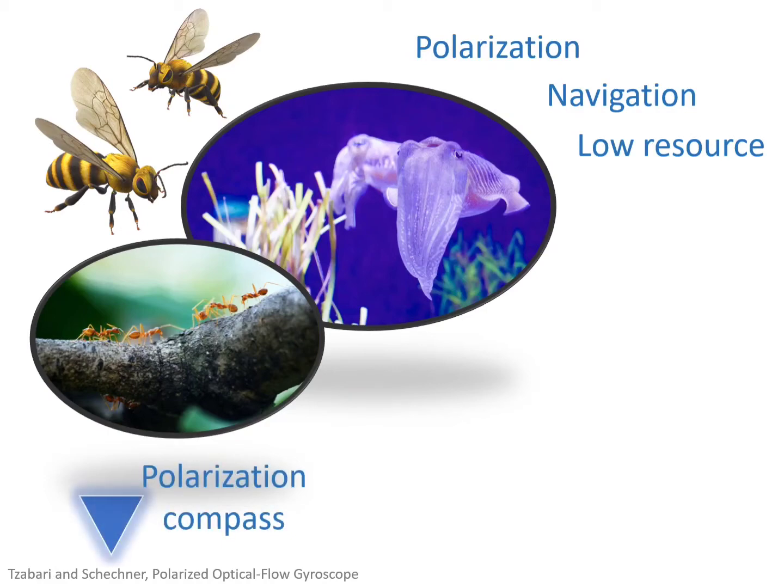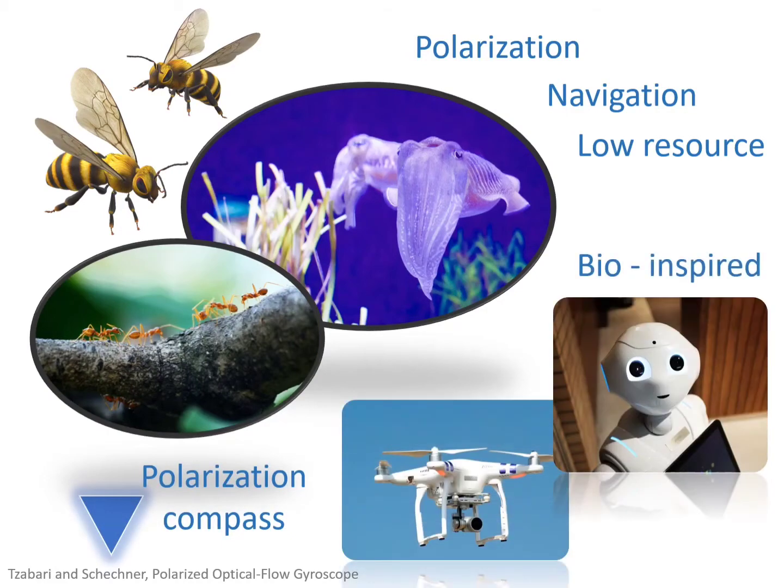polarization compass. This polarization compass is used in bio-inspired robot navigation, relying mainly on celestial or underwater polarization patterns. These systems can use low resources and reduce dependency on GPS and inertial measurement units. This is our inspiration as well.